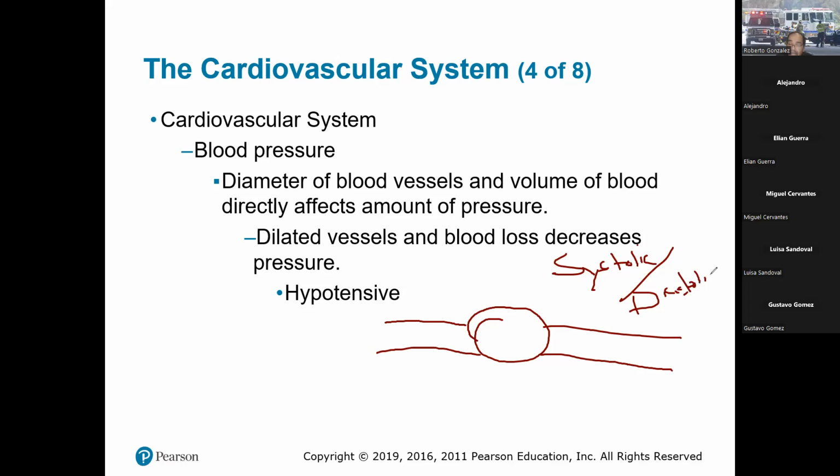Now, the pressure that this ball of blood is putting against the blood vessels right here is your systolic. The blood is traveling this way. The pressure that remains in the blood vessel after the gulp of blood goes through is your diastolic. Okay, and we'll get into more detail on that one, but you need to understand that that's what blood pressure is.